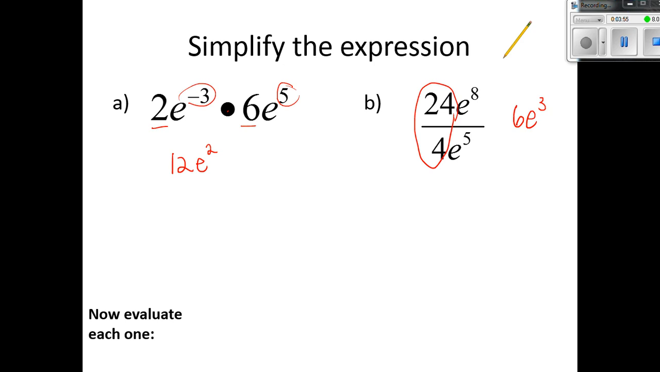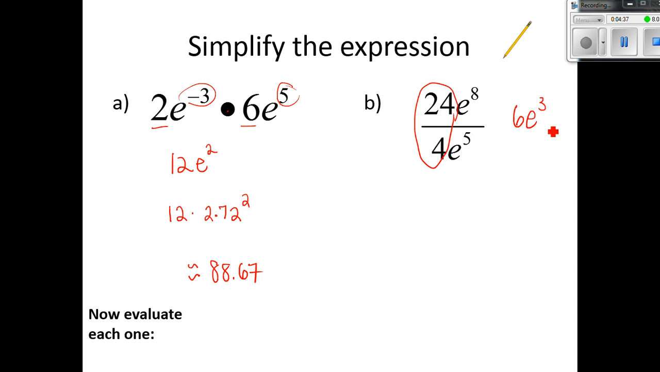Could I also evaluate them? Of course. If you have a graphing calculator or a scientific calculator in front of you, most of those have an E key. It's usually above a key, okay? So if you're looking for it, look for the E. If you don't have an E on your calculator, you could just go ahead and type in 12 times 2.72 to the power of 2. And you would get approximately 88.67.